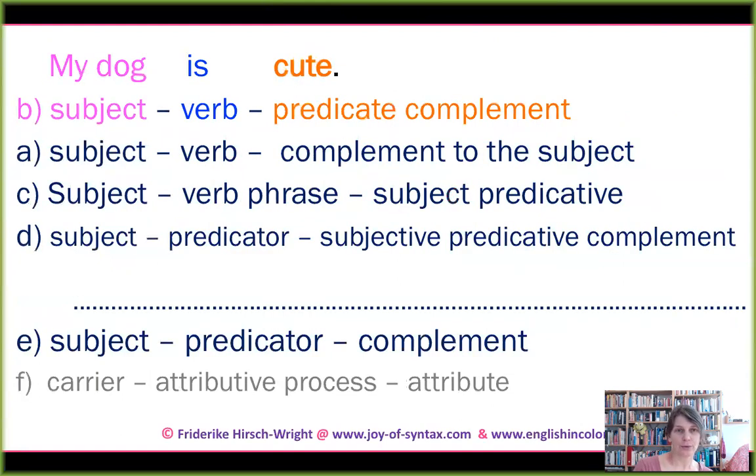My dog is cute. This is an example of the link verb pattern. Traditional grammar says subject, verb, predicate complement. Now, the view is that link verbs are verbs of incomplete predication, and they need predicate complements to be completed in order to be a complete predicate.